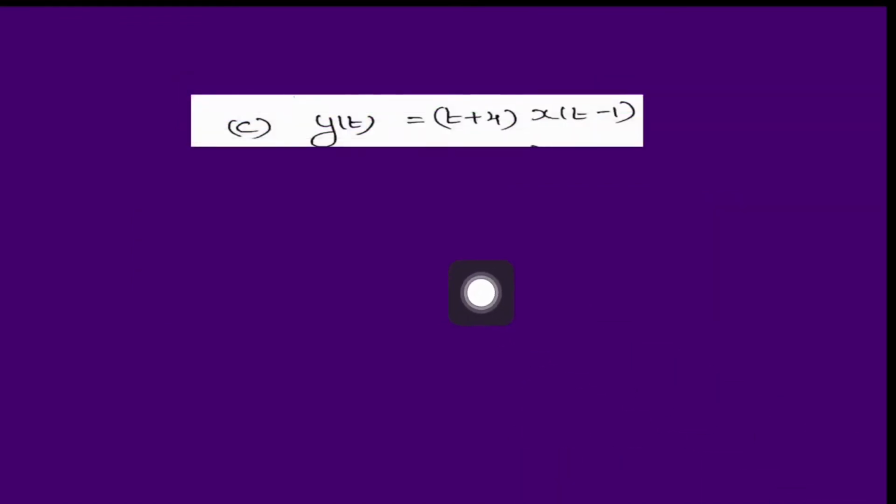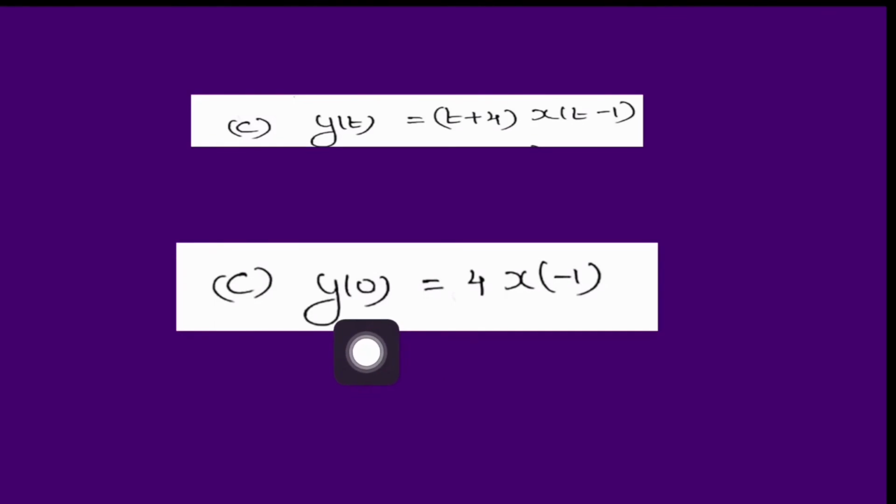Next, option C, where the system equation is given as y of t is equal to t plus 4 into x of t minus 1. At t equal to 0, we get y of 0 is equal to 4 into x of minus 1. Y of 0 is nothing but the output at t equal to 0 and depends only on x of minus 1, that is input at t equal to minus 1. Since we are considering time instant 0, x of minus 1 is a past input, or we can say that the output depends only on past input, not on future input. Hence, this system can be considered as a causal system.